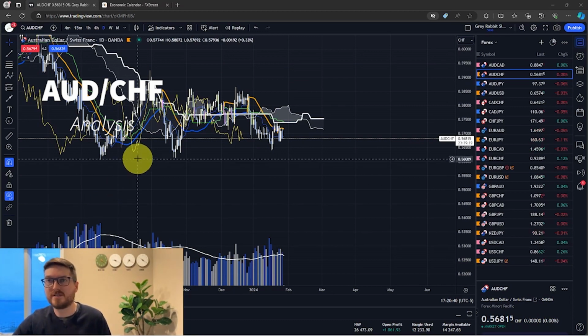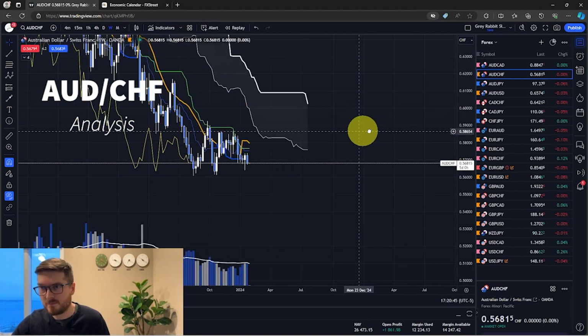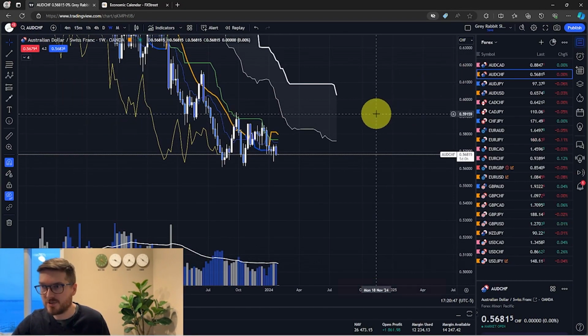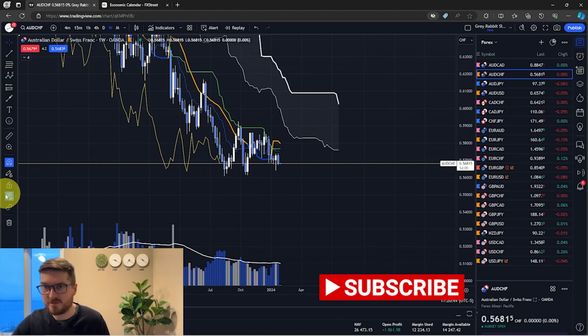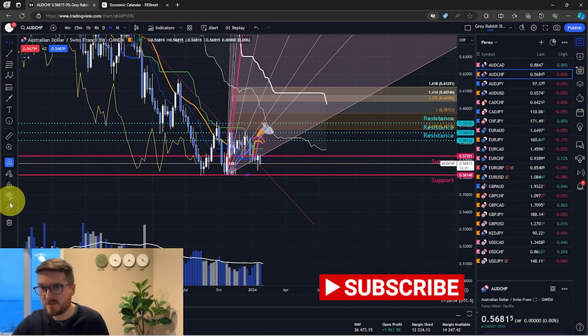Okay guys, AUD Swiss franc on the weekly here. And so guys, I have this marked as orange. Right now this is just in this range here. So we have support level here, and these are the resistance levels. And so guys, the light blue are resistance and the pink are support levels.